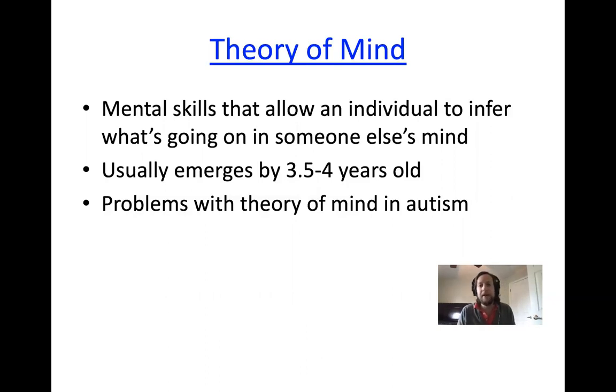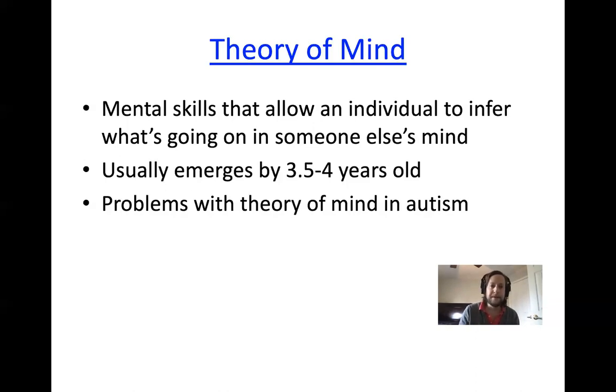It's not until about 3.5 to 4 years old, according to developmental research, that people start to realize, oh, that person might have seen things differently than me. They might have different information or beliefs than I do.